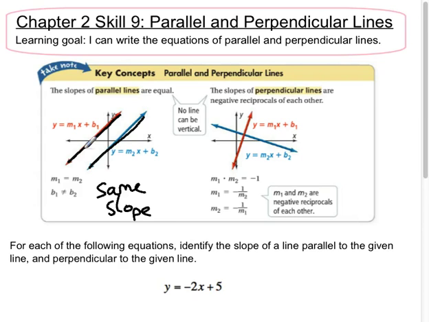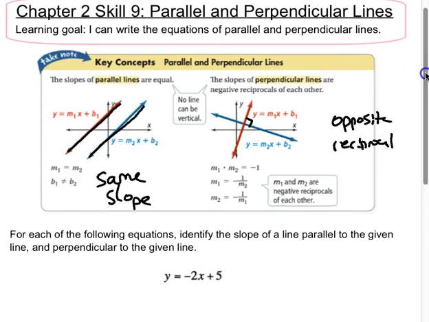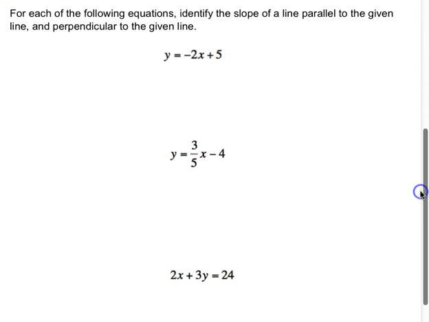Perpendicular, they cross at a 90-degree angle. And so what they have is we call them opposite reciprocal slopes. Okay? So the first piece of this note is just going to be figuring out what is the slope of my new line. Okay? So let's really quickly run through. So here I just give you a bunch of equations and I want you to identify what are the slopes of the parallel line, what are the slopes of the perpendicular line.